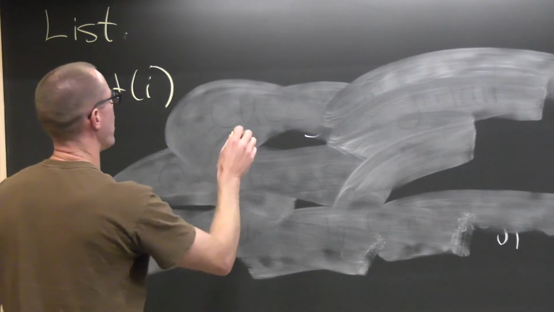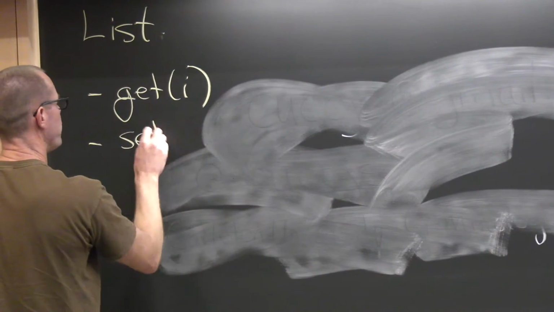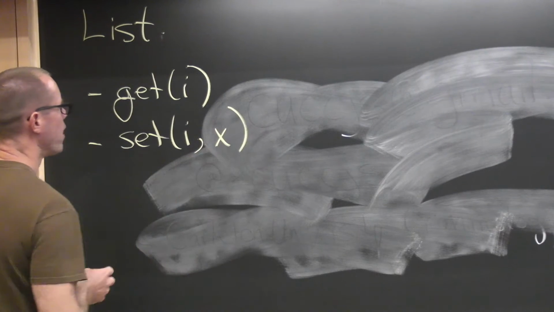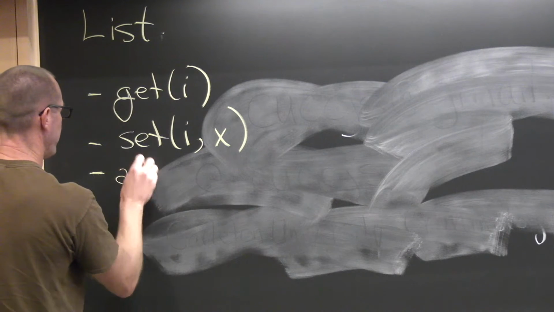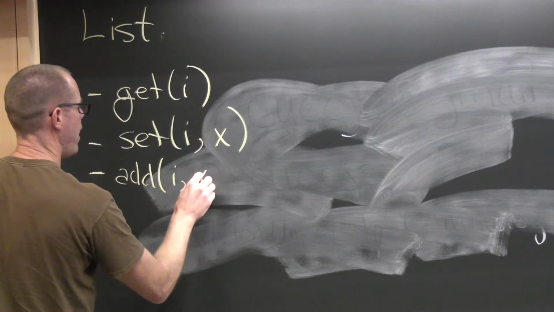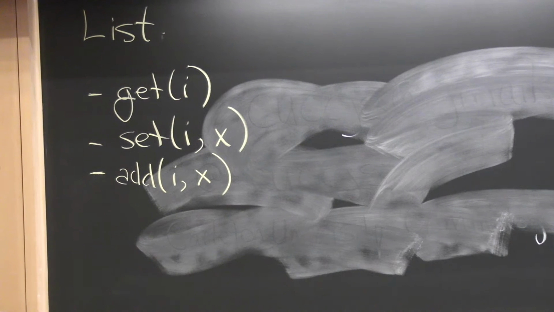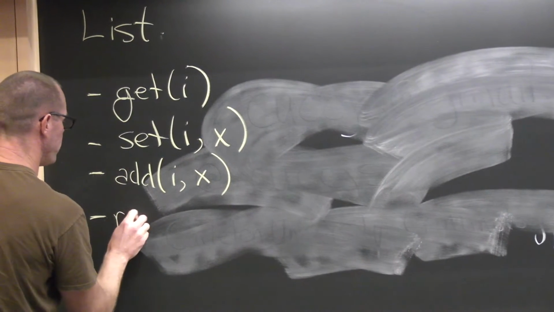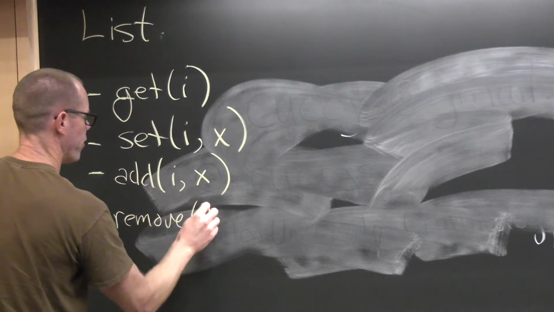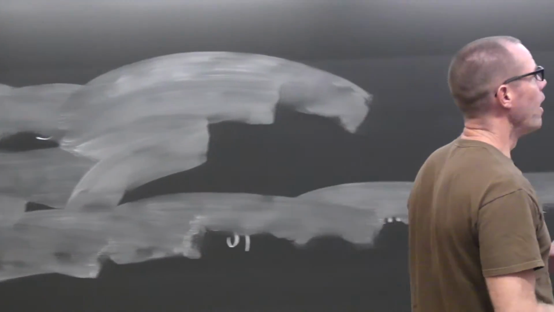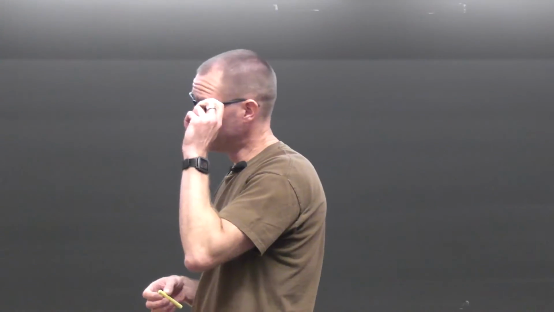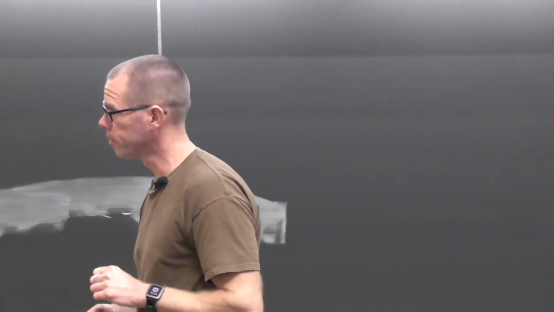Get the element at index i. You have to be able to set the element at index i to x. You have to be able to add an element at index i, so add the element x at position i, and you should be able to remove the ith index. Okay? And an array list implements this thing as an array. So there are two variables, two things that it needs to do this.